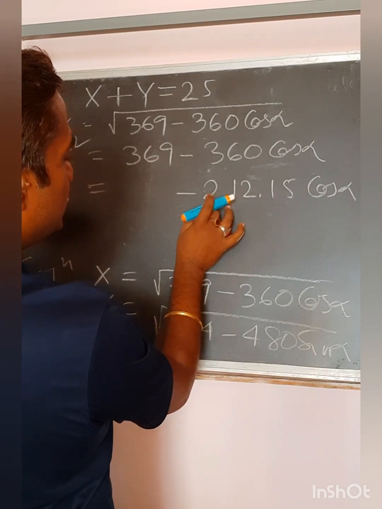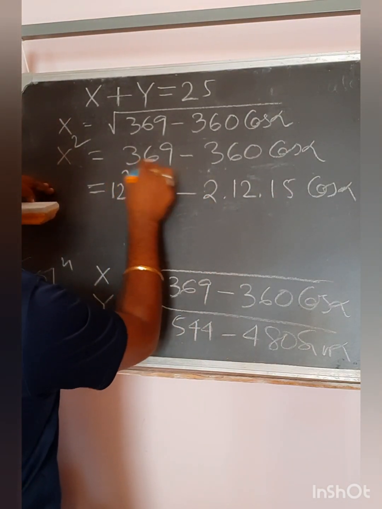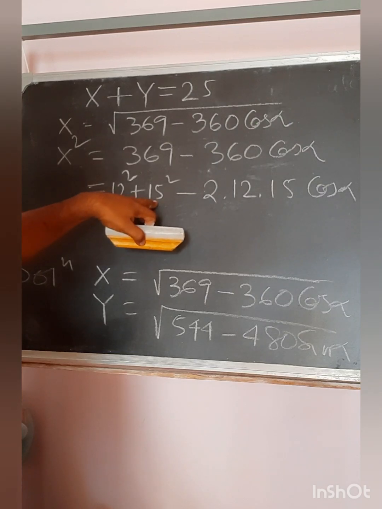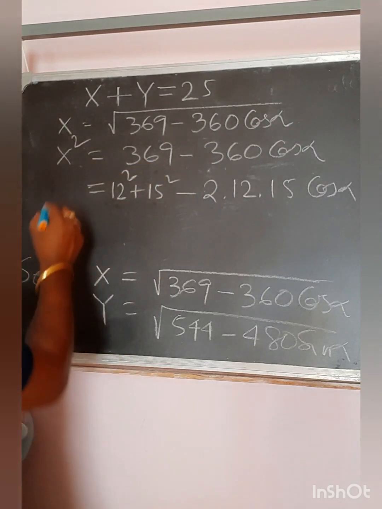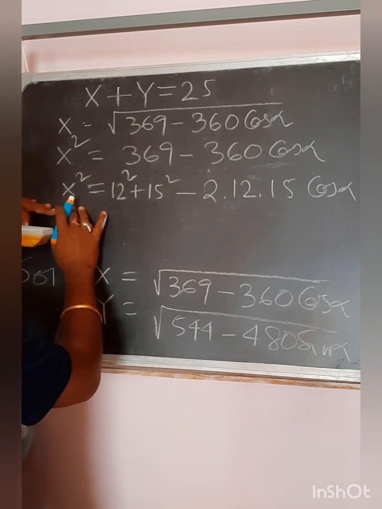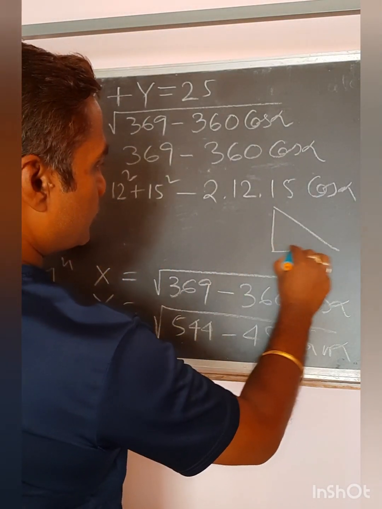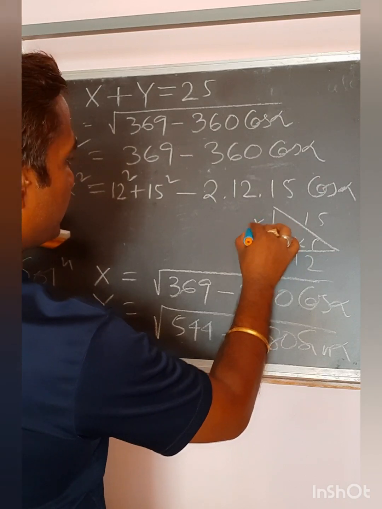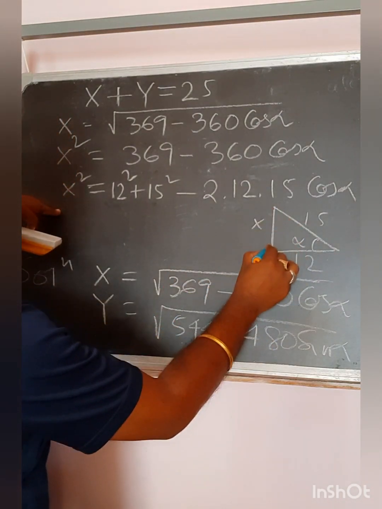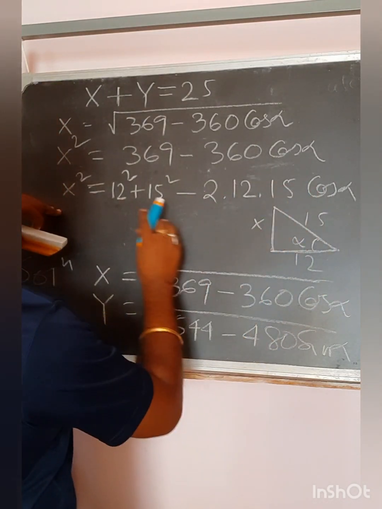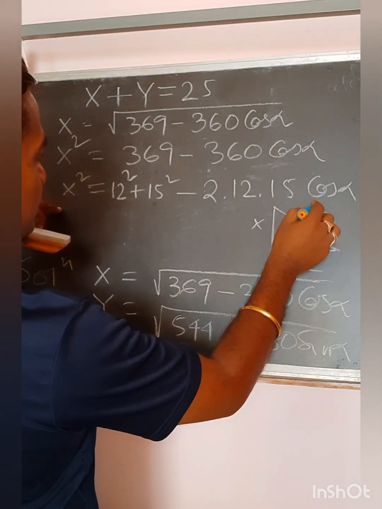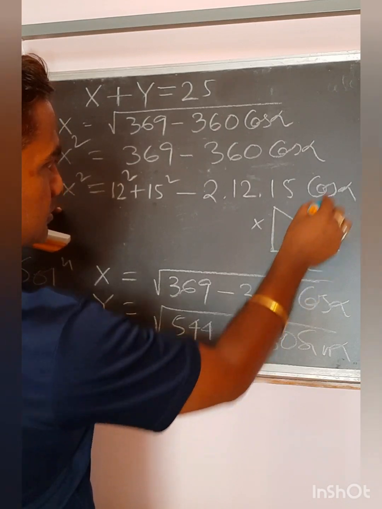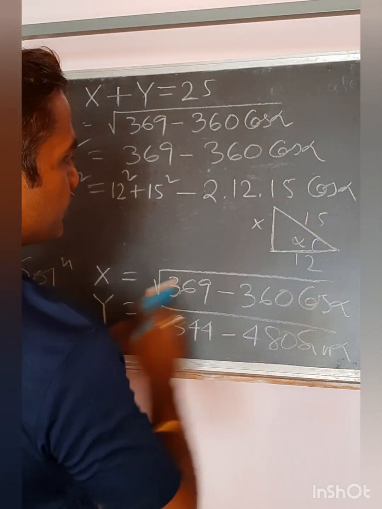15 into 12 is 180, so 2 into 12 into 15 is 360. Now 12 square plus 15 square will match 369: 12 square means 144, 225, adding up, I will get this. So this is more or less like a triangle with sides 15 and 12, angle alpha, and the third side x. Applying the cos formula, x square equals 12 square plus 15 square minus 2 into 12 into 15 cos alpha. So this represents a triangle.